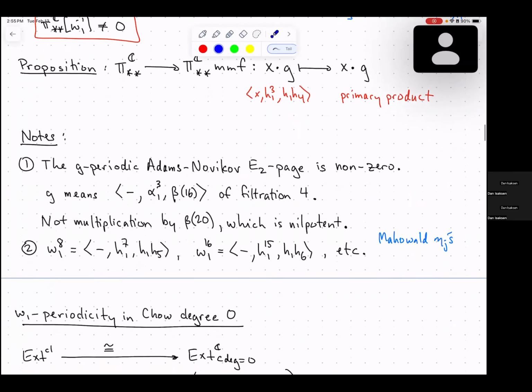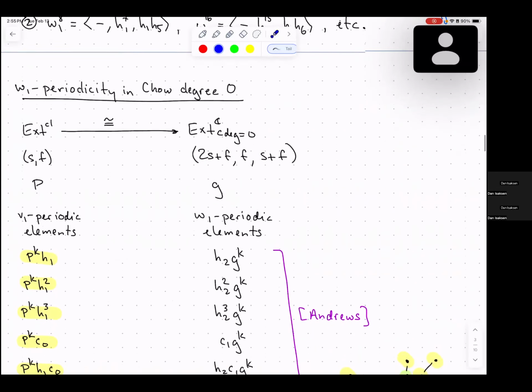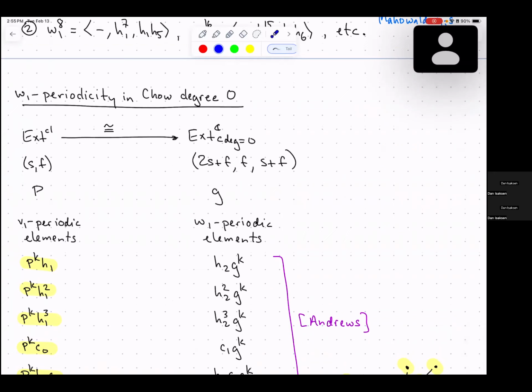Okay. All right. Well, just because it's a starting point, let's look at W1 periodicity in chow degree 0. And I think everything that I'm going to say for the rest of this talk is all in chow degree 0. That's part of why I gave the previous talk, because I wanted to have that language. So just study the Ext groups in chow degree 0, which is isomorphic to classical Ext. And these are the same degree shifting that we've been talking about all along.